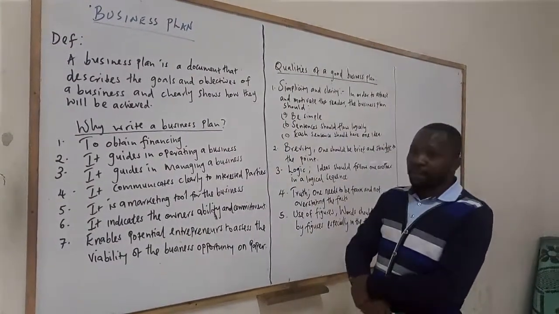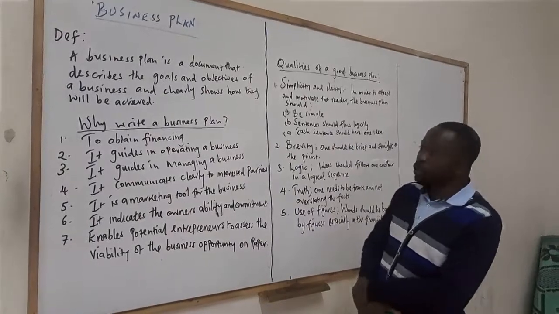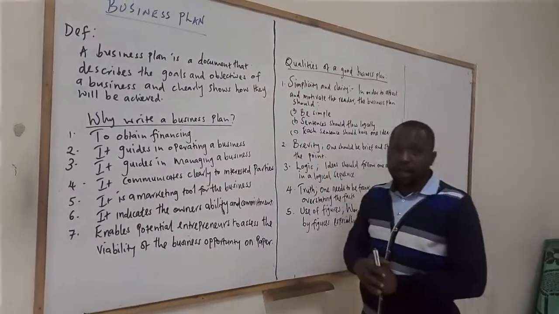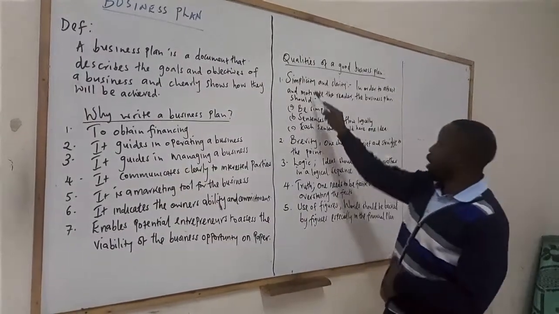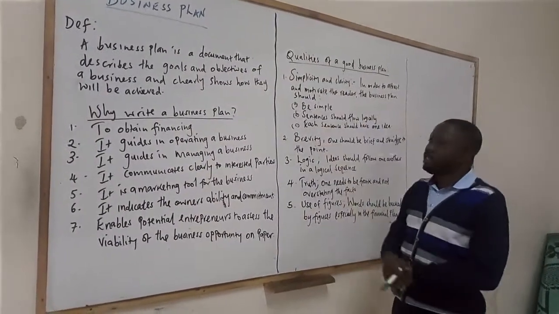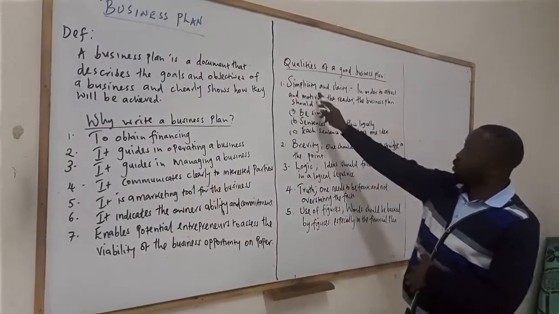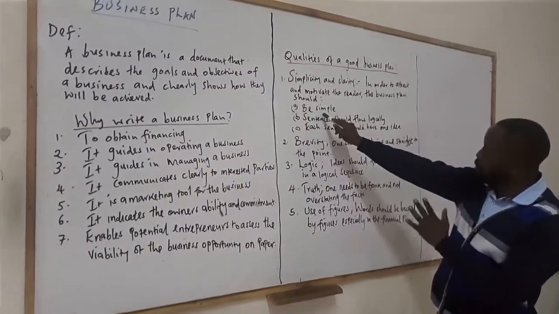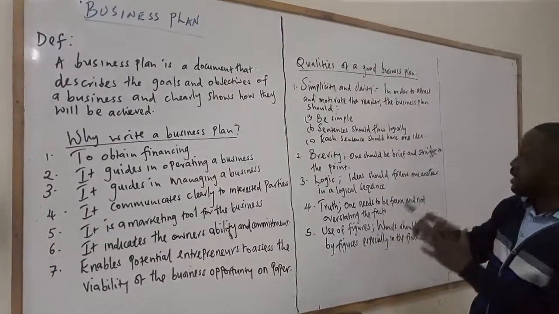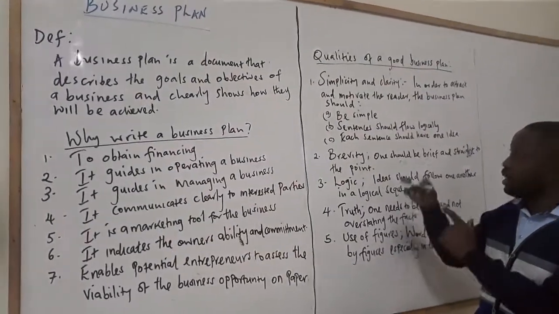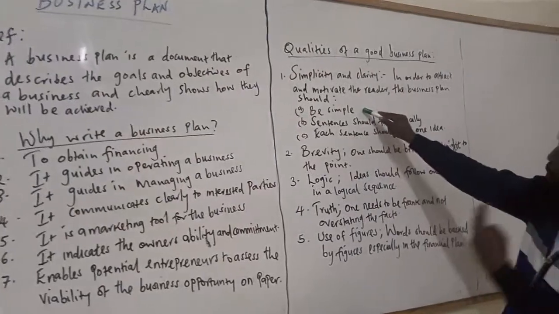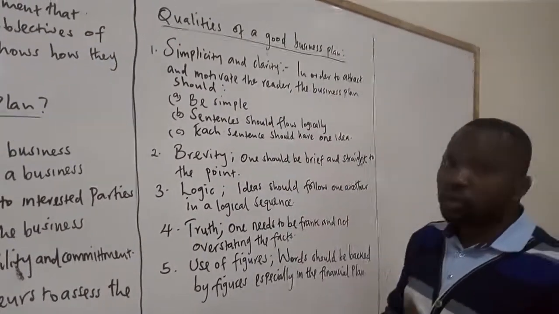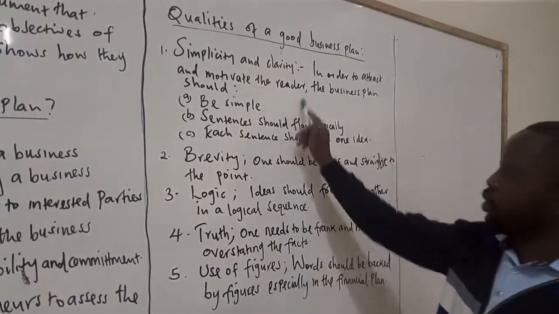We also have the qualities of a good business plan. So these are some of the key characteristics of a good business plan. One of them is simplicity and clarity. And whenever we talk about simplicity and clarity, we'll be looking at a business plan as a simple document, something that can be easily understood by the person who is reading it, something that can motivate that person to continue reading that particular document.